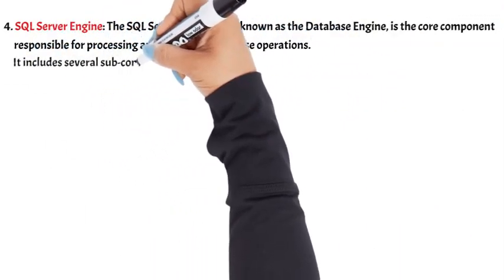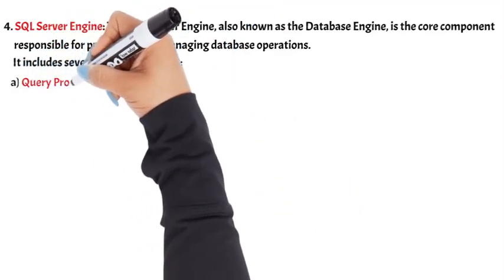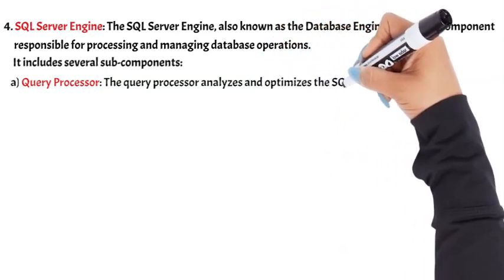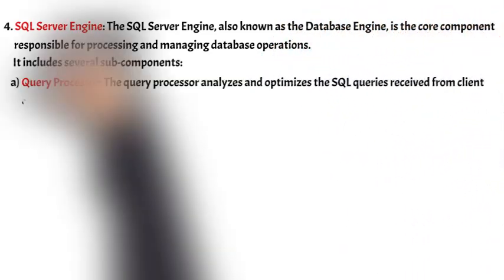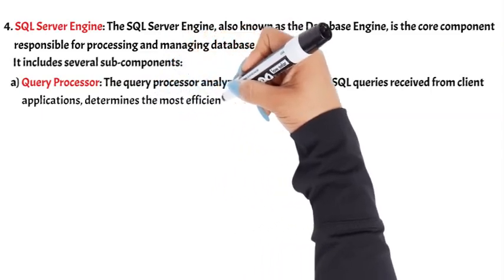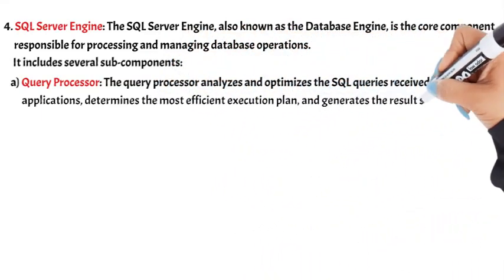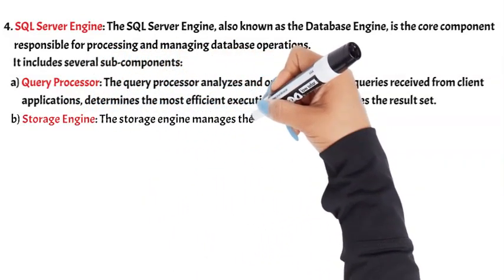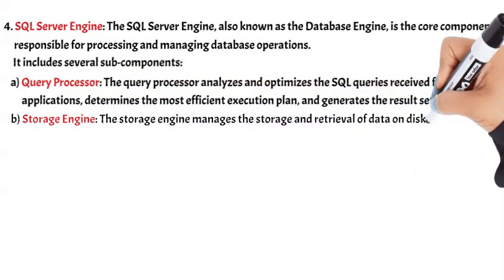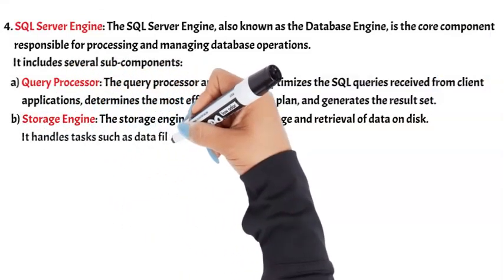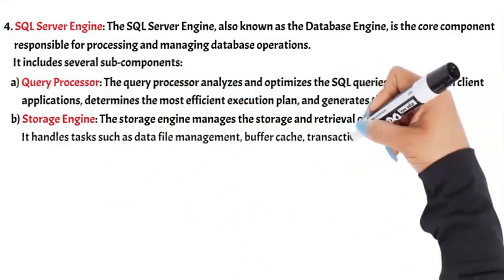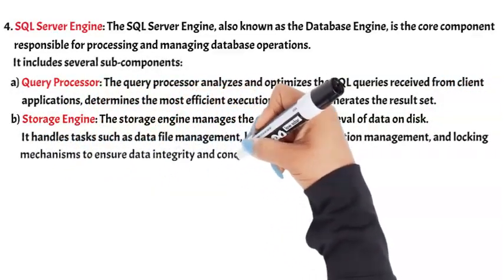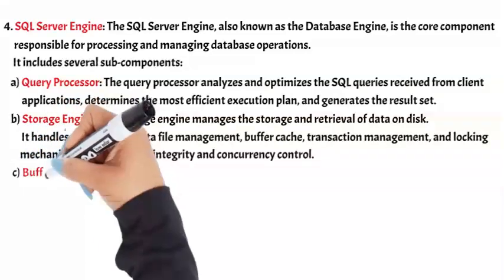It includes several subcomponents. A. Query processor. The query processor analyzes and optimizes the SQL queries received from client applications, determines the most efficient execution plan, and generates the result set. B. Storage engine. The storage engine manages the storage and retrieval of data on disk. It handles tasks such as data file management, buffer cache, transaction management, and locking mechanisms to ensure data integrity and concurrency control.